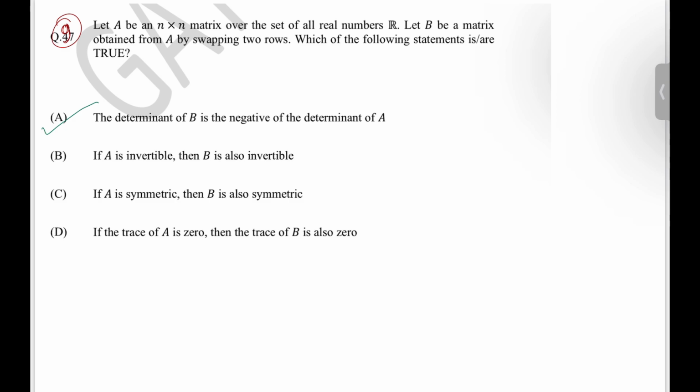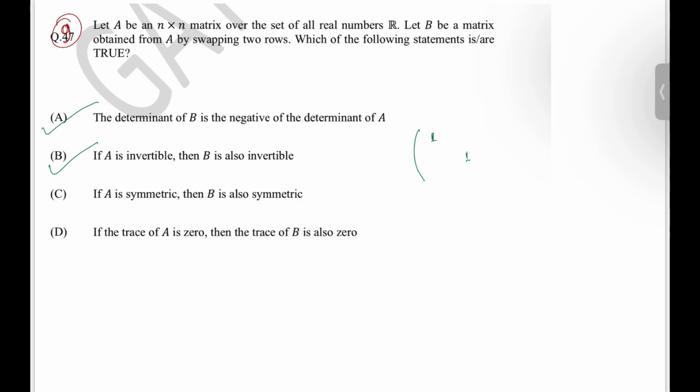Because from A to B, are we doing any operation that can affect the components, or are we just swapping the rows? So if A is invertible, then B will also be invertible. So this statement is also true. If A is symmetric, then B is also symmetric. I think that should not be correct.